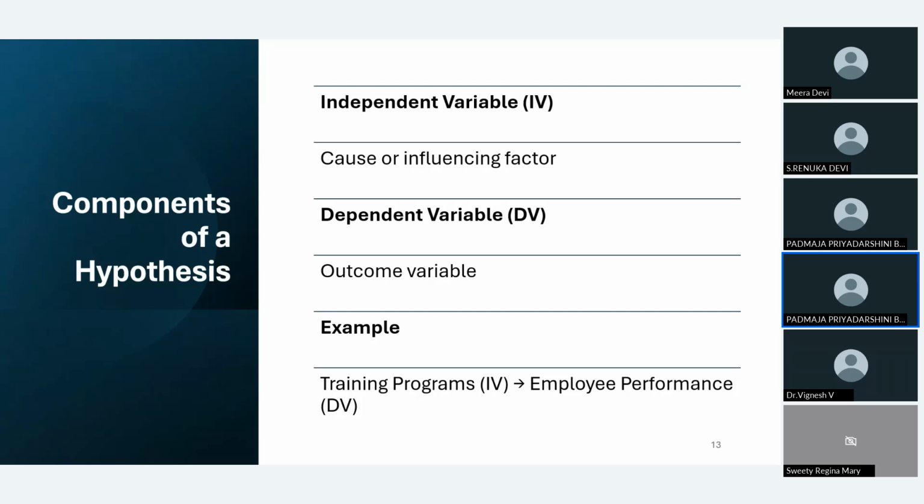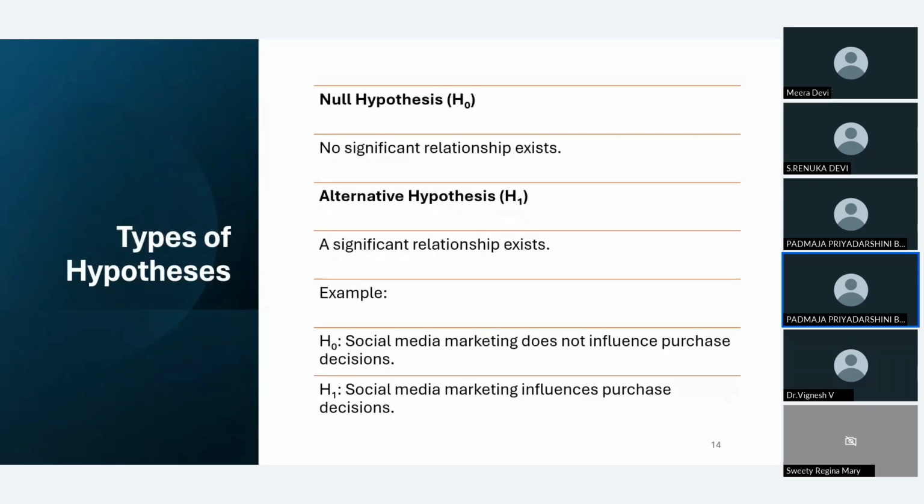There are different types of hypotheses. To start with, the null hypothesis: this we will put only in the data analysis chapter. In a manuscript or research paper, we will mention this in the results and findings, the data analysis part. So we will say there is no significant relationship between the training program and employee performance. That is a bookish style.